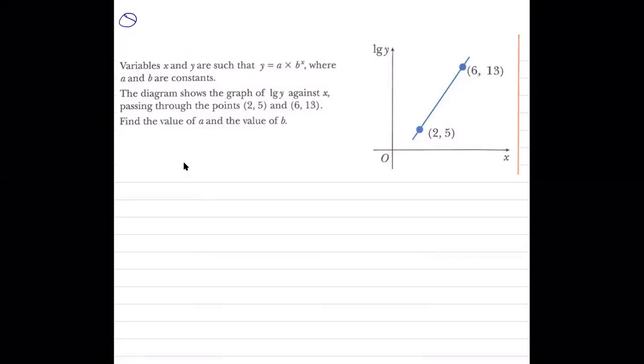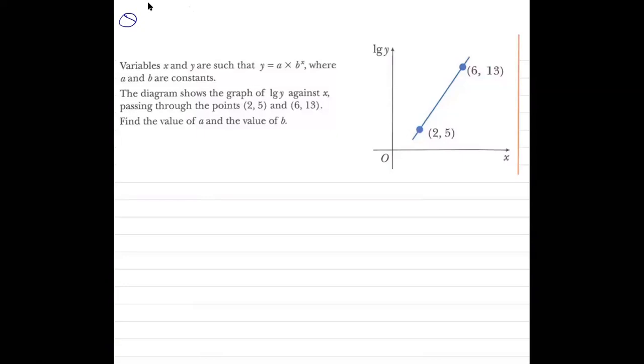Did you understand the question? Yes, I'm just doing the last part. Sir, is b equal to 100 and a equal to 10 to the power minus 7? Let me solve it and then we can confirm.